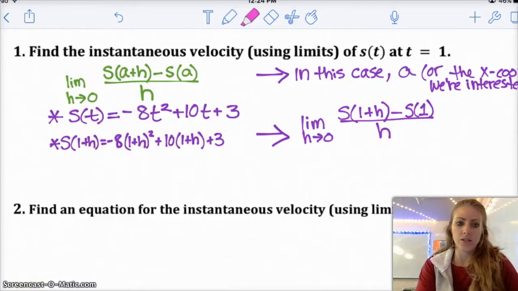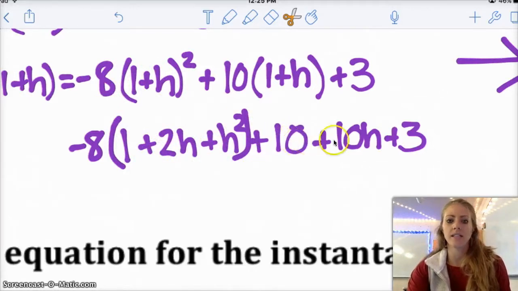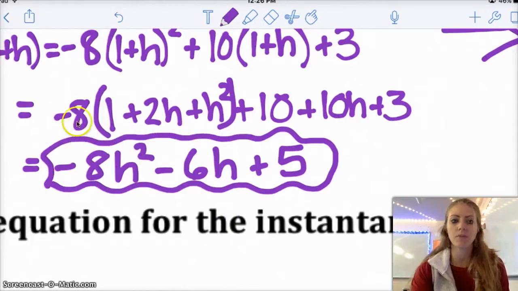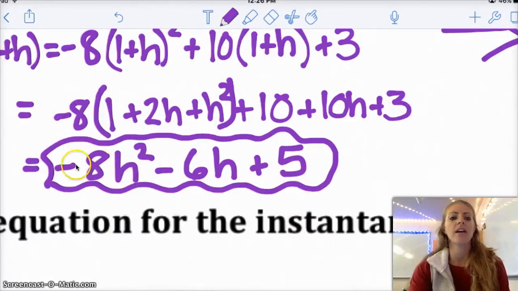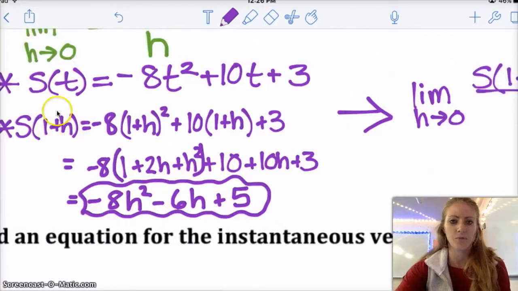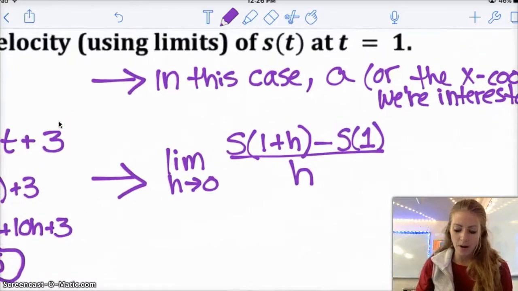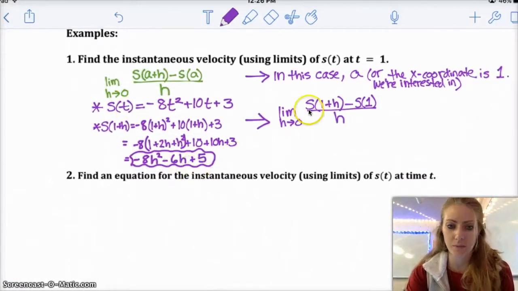Okay, so I'm going to go ahead and do that real quick. So here I'm just FOILing. 1 plus h squared is 1 plus 2h plus h squared. And then I distribute the 10, I get 10 plus 10h plus 3. Then I combine like terms. So when I combine like terms, I have to distribute this negative 8. And then, 10 plus 3 is 13, minus 8 is 5. So once I get all that done, I'm simplifying s of 1 plus h, because that part we're going to need for the limit. And it doesn't matter where you simplify it, but you're going to have to simplify it somewhere.